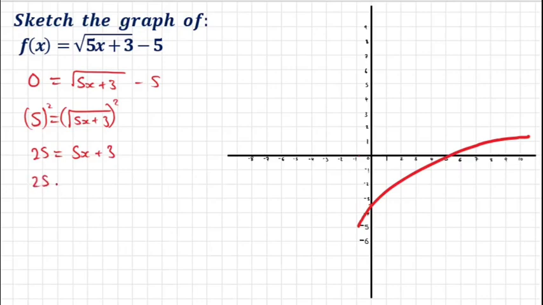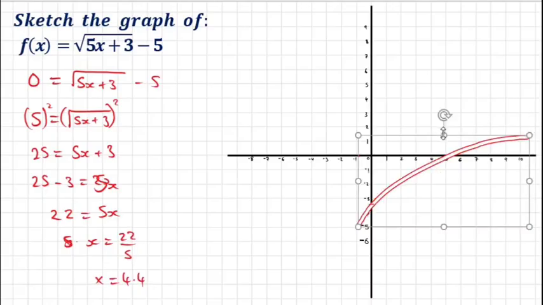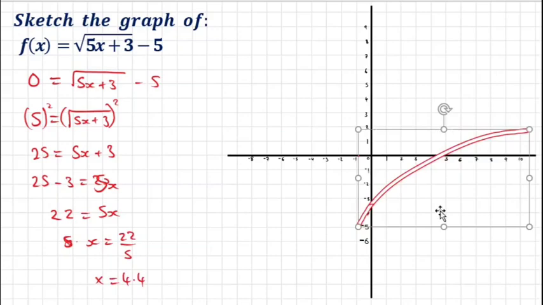So 25 minus 3 is equal to 5x. So 22 is equal to 5x. So x is equal to 22 over 5. Now 22 over 5 is 4.4. So x is 4.4. So what it means is that this graph of ours should cut x at 4.4. So to look something like this.